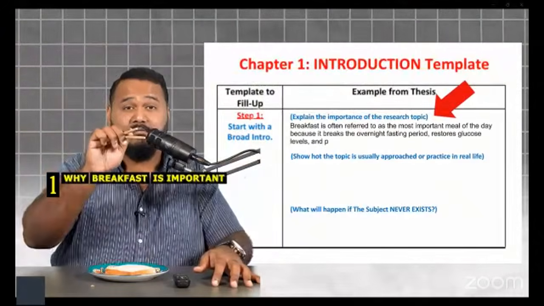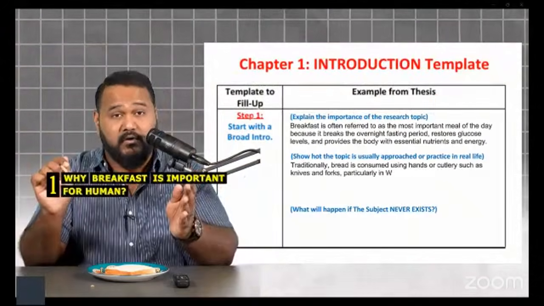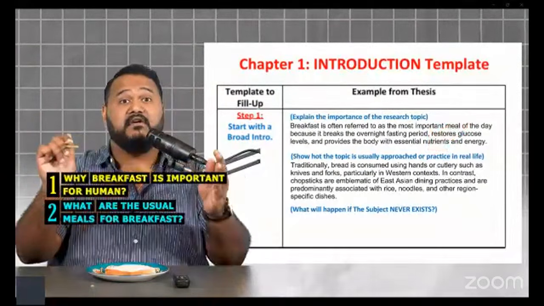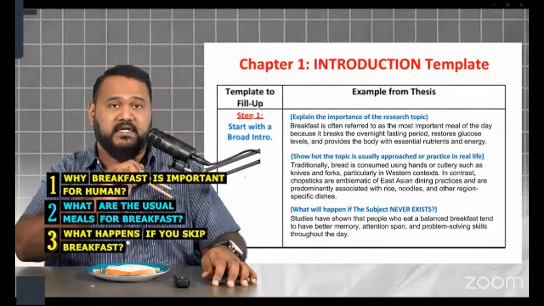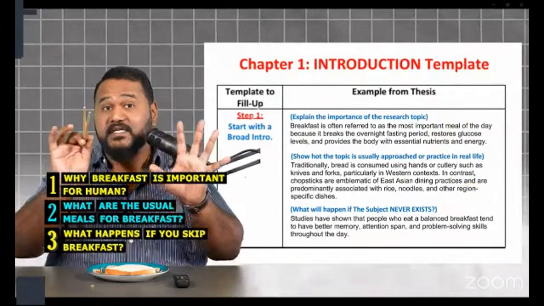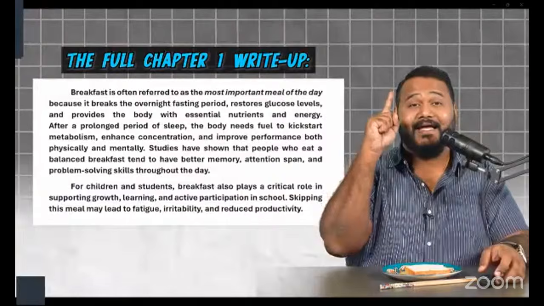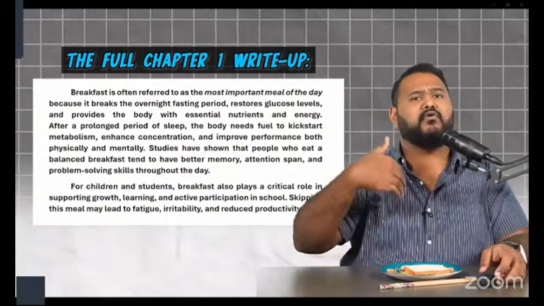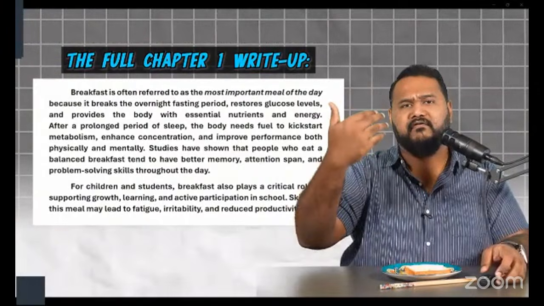Instead of starting with adolescence, you see right there, then you narrow down what are the usual meals for breakfast. Narrow down further. What happens if you skip breakfast? We started with that, step number 1. And the full write-up would be like this, where breakfast is often referred to as the most important meal of the day. And then you talk about the overnight fasting period where it restores glucose levels.